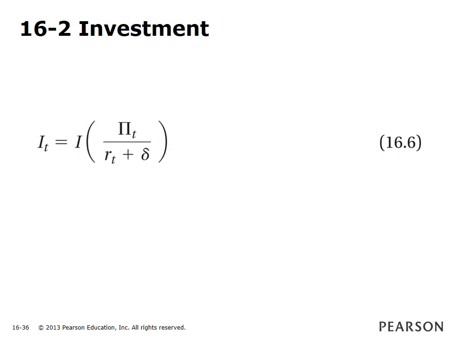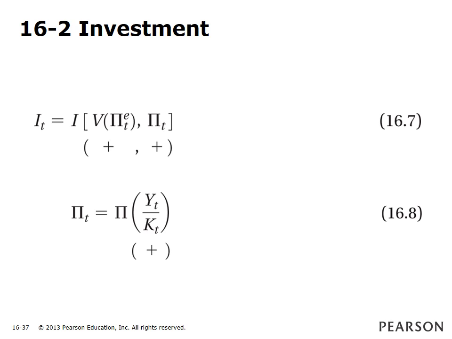Equation 16.6 shows a special case where the relation among investment, profit, and interest rate becomes very simple. The sum of the real interest rate and delta in the denominator measures the user cost of capital, or the rental cost of capital. Under the simplifying assumption that firms expect profits and interest rates to be the same in the future as they are today, we can think of investment as depending on the ratio of profit to the user cost of capital.